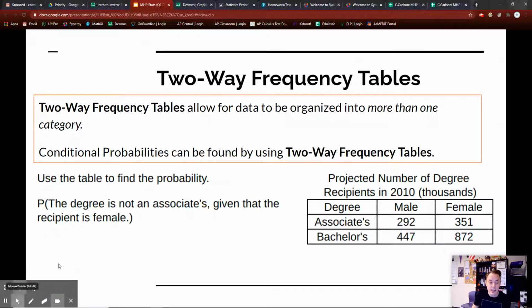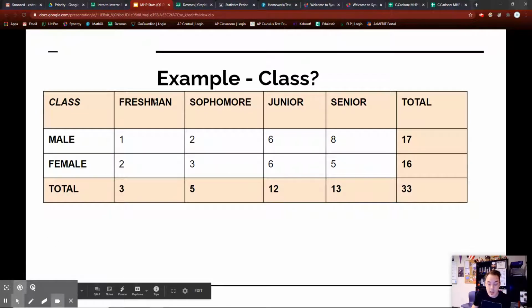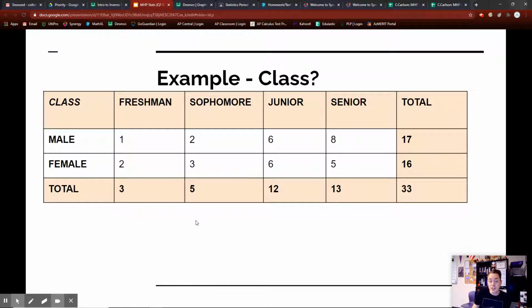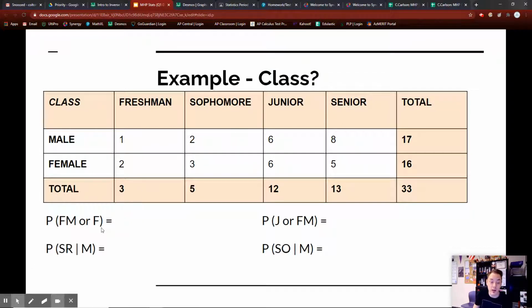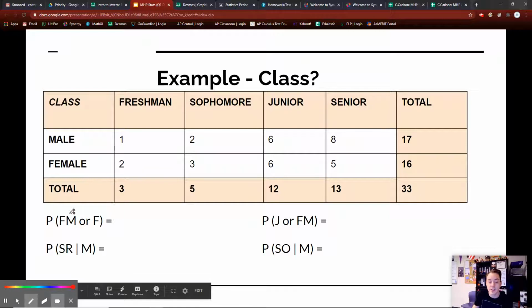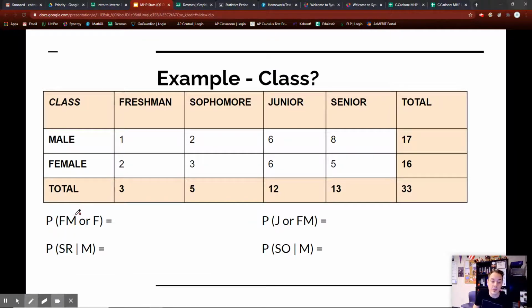So let's actually get into a little bit more examples here. So let's just say this is our given chart. And just looking at the class, let's just say I have 3 freshmen, 5 sophomores, 12 juniors, 13 seniors, total class of 33 kids in my stats class, okay? Where I have 1 male here, 2 females here, and so forth. Now, what I want to find is a multitude of different probabilities, okay?